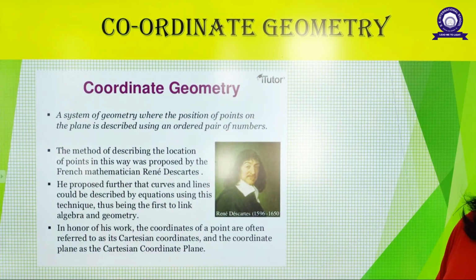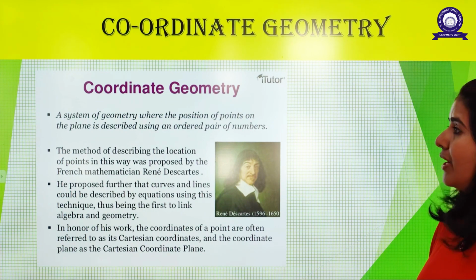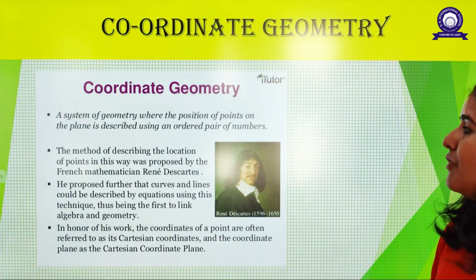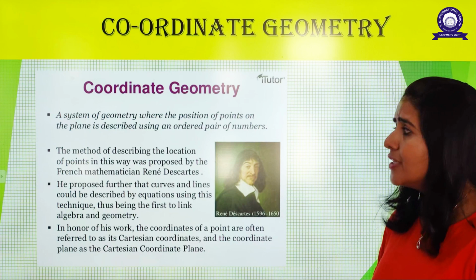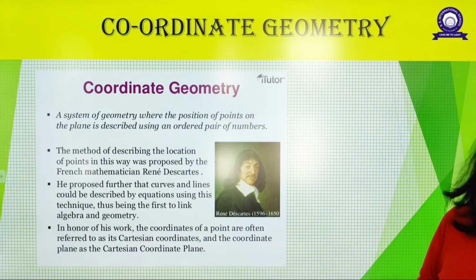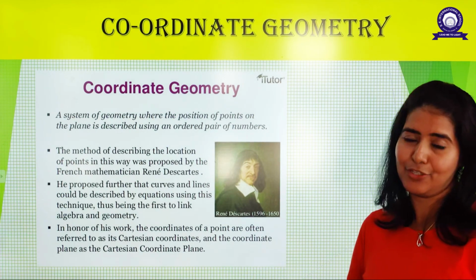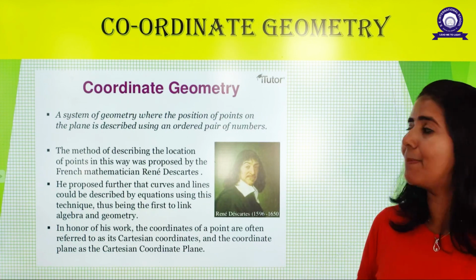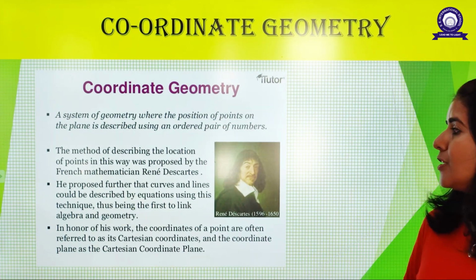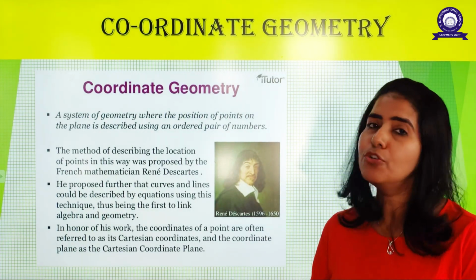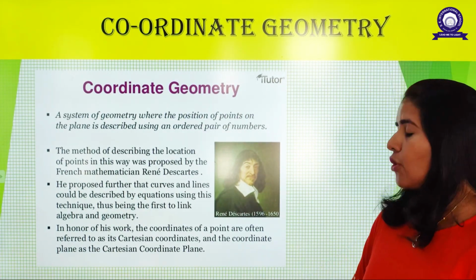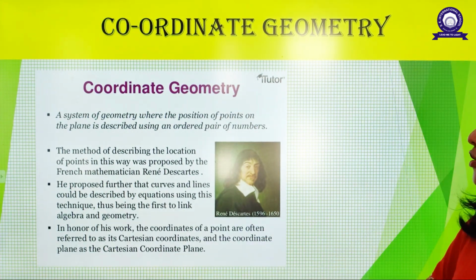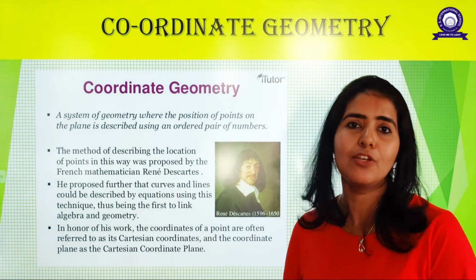Coordinate geometry is a system of geometry where the position of points on the plane is described using an ordered pair of numbers. You can see here we have René Descartes. This method of describing the location of points in this way was proposed by a French mathematician, René Descartes. He proposed further that curves and lines could be described by equations using this technique, thus being the first to link algebra to geometry. In honor of his work, the coordinates of a point are often referred to as Cartesian coordinates, and the coordinate plane is thus called the Cartesian coordinate plane.